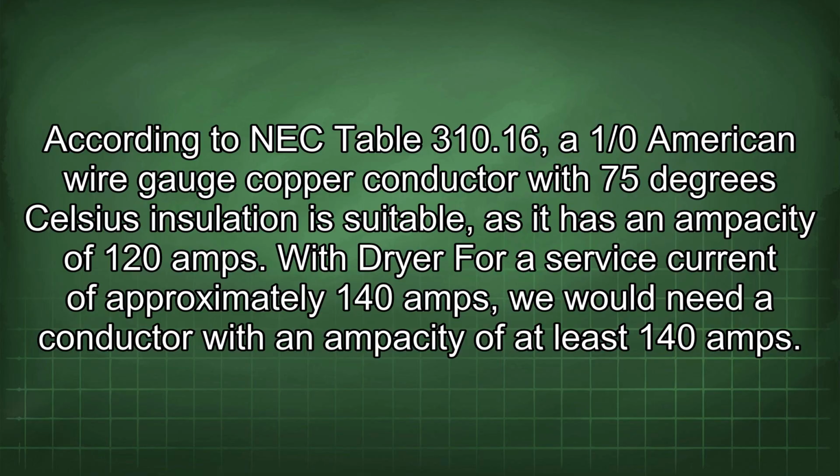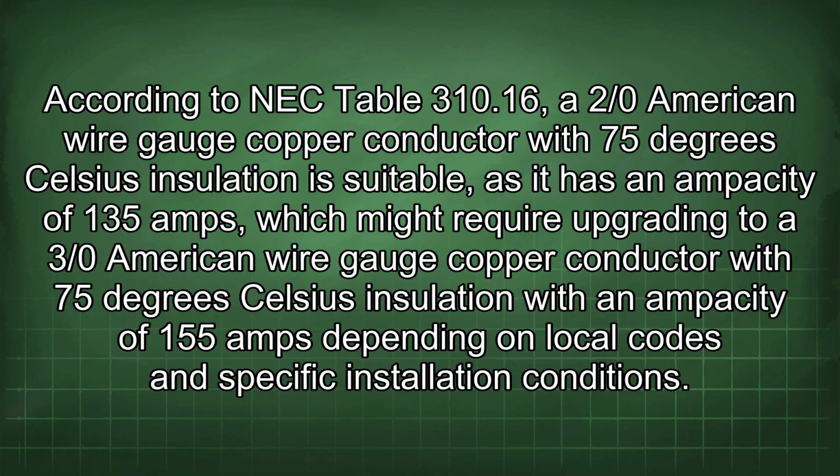With dryer, for a service current of approximately 140 amps, we would need a conductor with an ampacity of at least 140 amps. According to NEC Table 310.16, a 2/0 American wire gauge copper conductor with 75 degrees Celsius insulation is suitable, as it has an ampacity of 135 amps, which might require upgrading to a 3/0 American wire gauge copper conductor with 75 degrees Celsius insulation with an ampacity of 155 amps depending on local codes and specific insulation conditions.